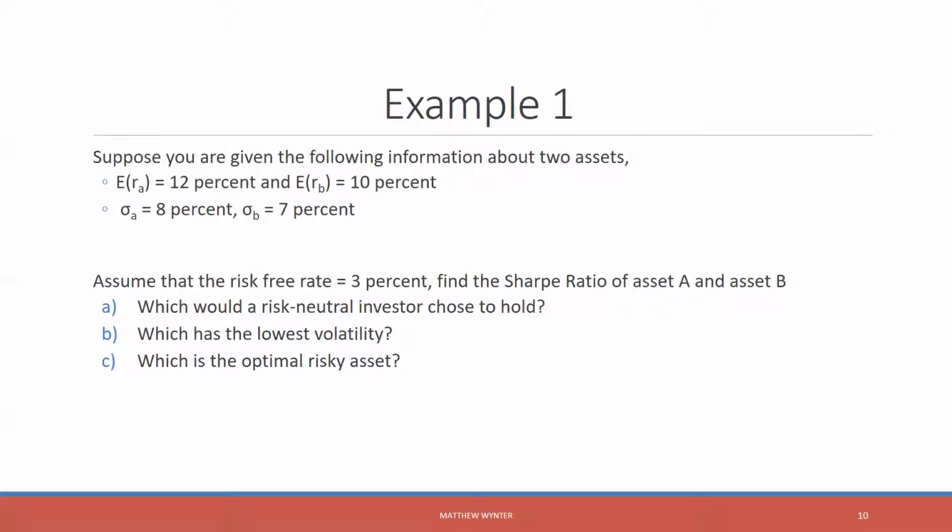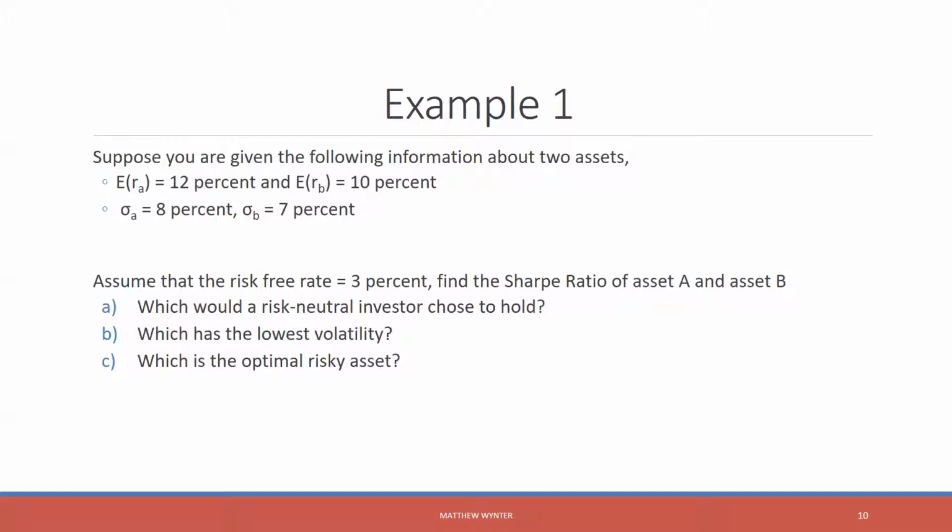Questions to ask yourself. First, which asset would a risk-neutral investor choose to hold? Hopefully, this feels very intuitive. Remember, if you're a risk-neutral investor, do you care about the risk-return trade-off, or are you only focused on expected return? Which asset has the lowest volatility? Well, that's direct. We can see that one of these assets is safer than the other.